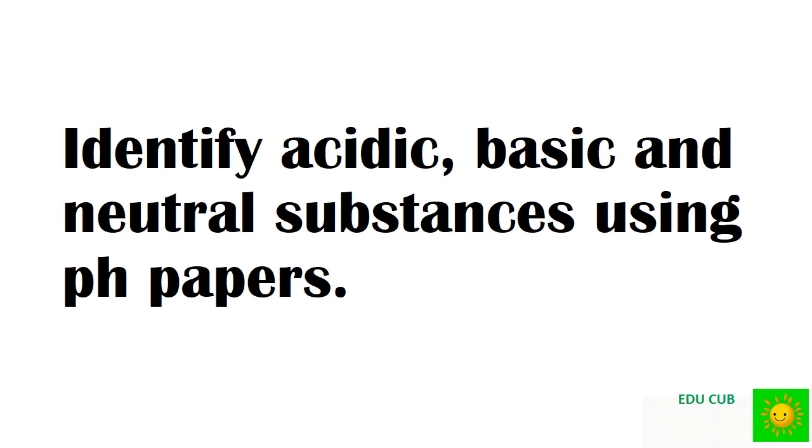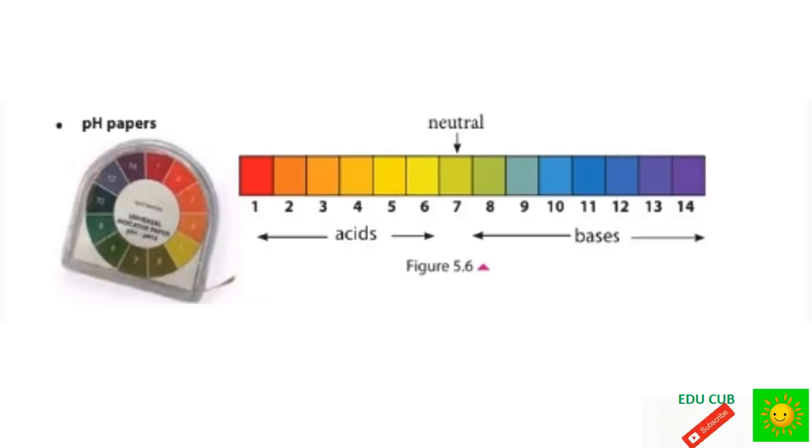Let's identify acidic, basic and neutral substances using pH papers. This is the pH paper which we can see in the school laboratory. Can you see numbers? There's a range. They mention acid, neutral and bases there. Acidic substances show a color in the range of 1 to 6. When we put pH paper into the solution, if the color changes in the range between 1 to 6, that means the solution is acidic.